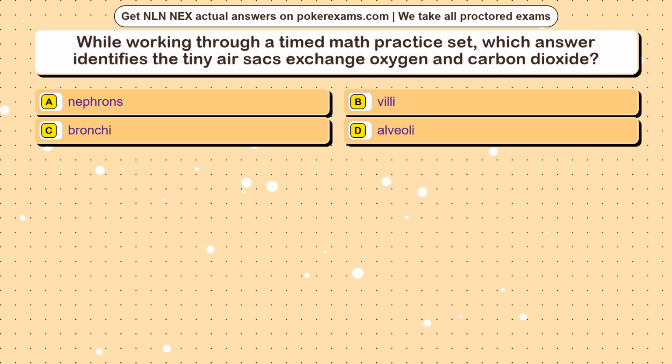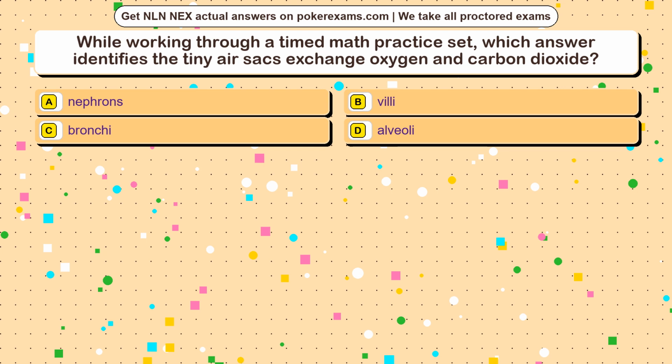Question 8. While working through a timed math practice set, which answer identifies the tiny air sacs that exchange oxygen and carbon dioxide? Option A, nephrons. Option B, villi. Option C, bronchi. Option D, alveoli.